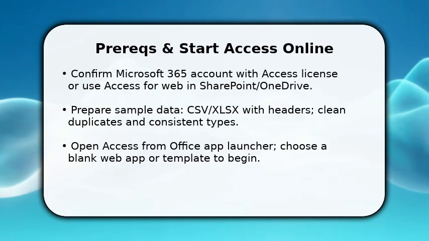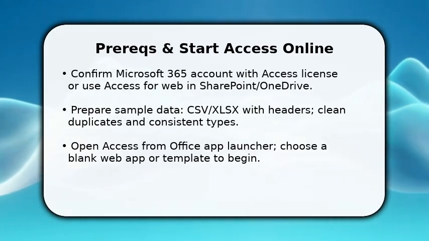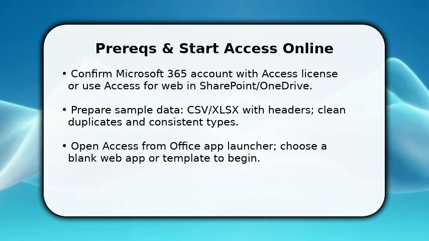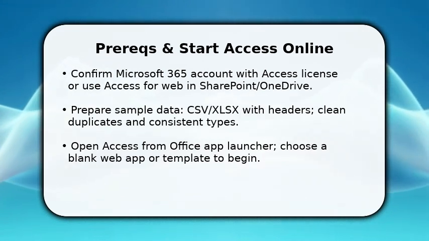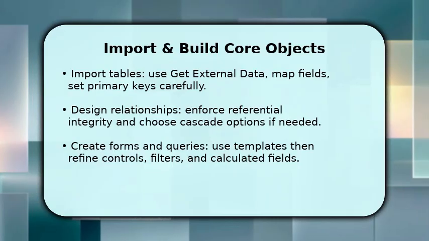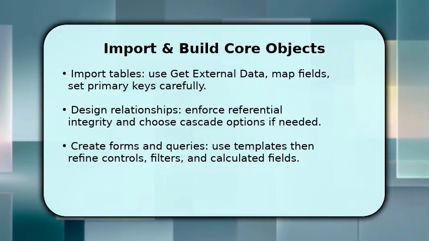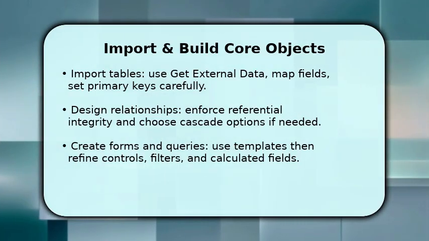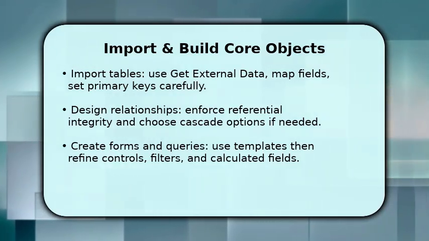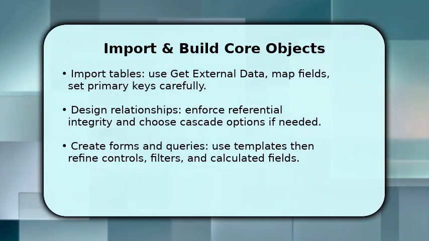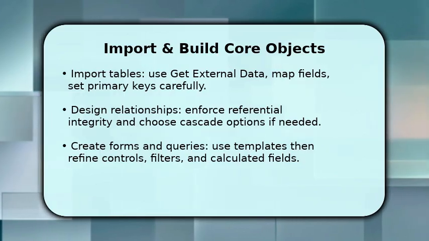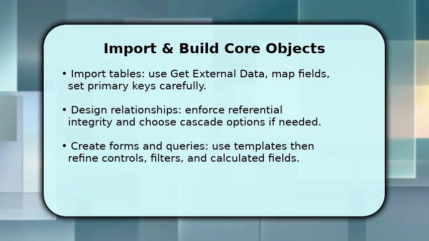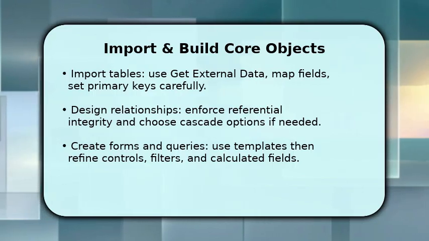Make sure your source columns use consistent types, dates, numbers, text, so imports map correctly when you add tables and forms. Start by importing your cleaned CSV/XLSX via Get External Data. Map fields and pick a stable primary key so records stay unique. Once tables exist, define relationships in the Relationships view and enforce referential integrity. This prevents orphan records and preserves data quality.